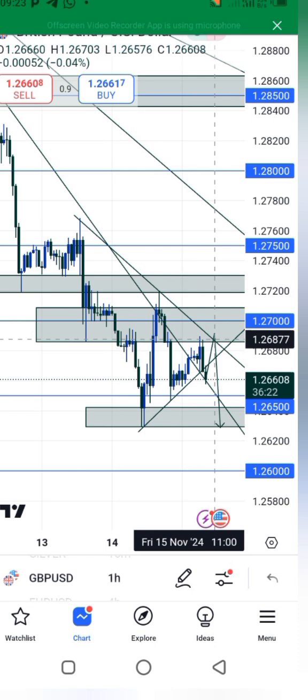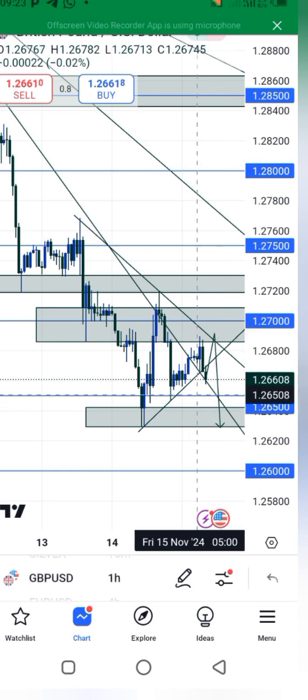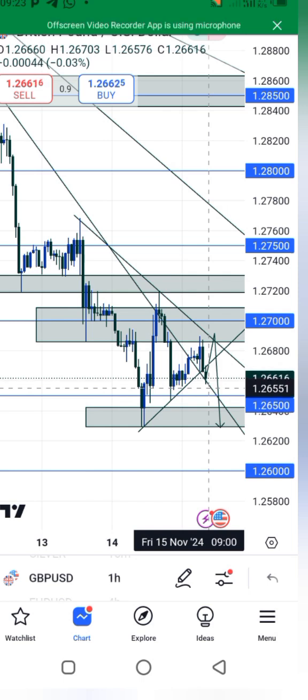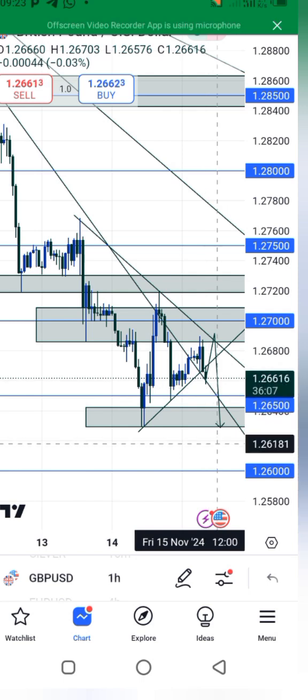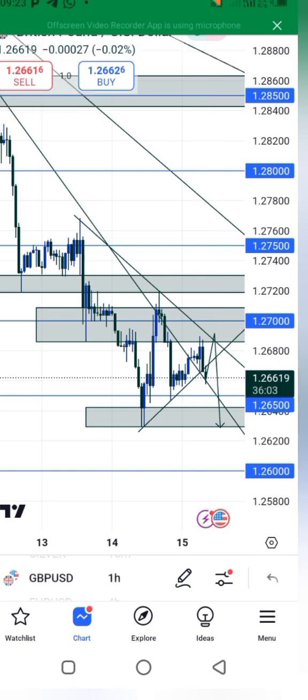But if it closes below this trend line, then I'm going to look for candlestick confirmations on the 15-minute time frame to be able to enter for the sell. From there, it's going to go down. So, guys, this is currently the explanation of G Life markets.